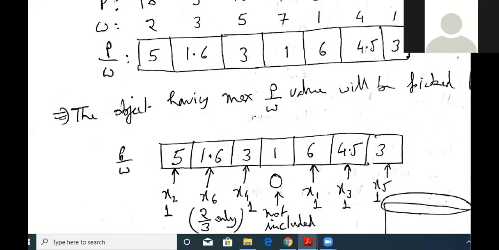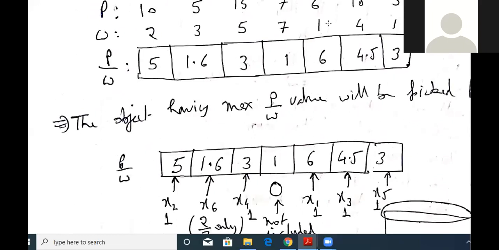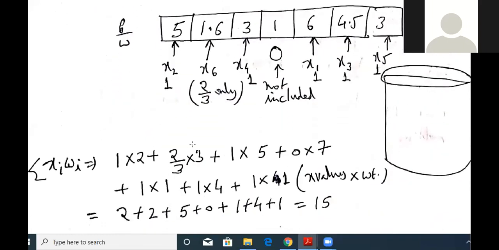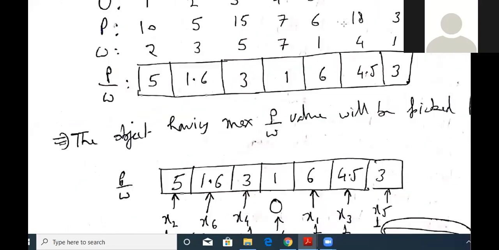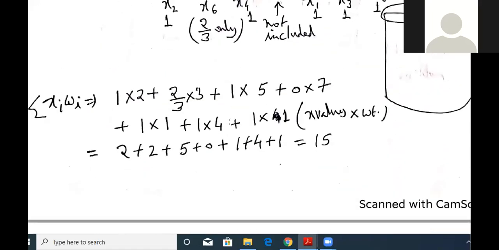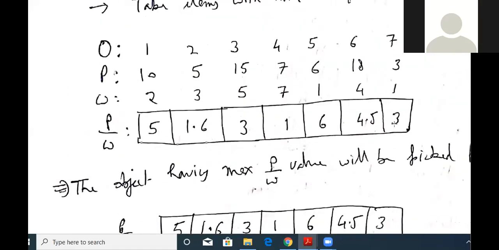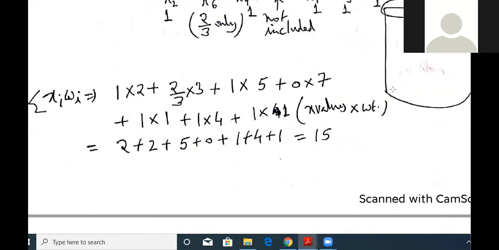Then this is 0, so 0 into 7. Then here 1, and the weight associated with 6 is 1, so 1 into 1. Again the value is 1, and the weight associated with this is 4, so the next entry is 1 into 4. Now the last x value is 1, and the weight associated with this item is 1, so 1 into 1 is the last entry. By calculating all these values, you get the result as 15.